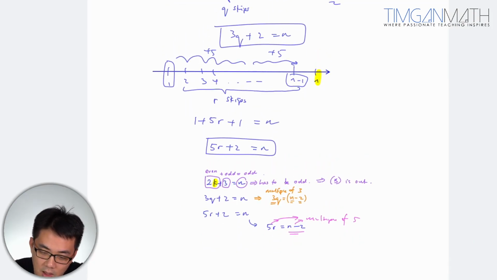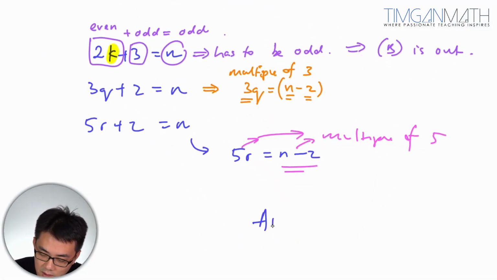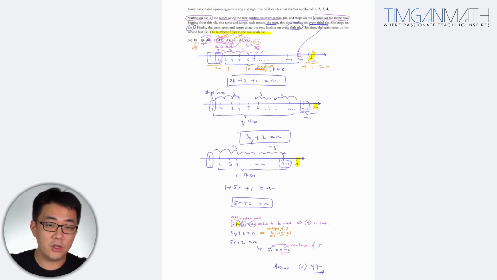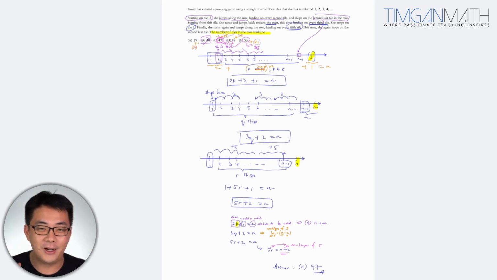So the answer is C, which is 47. This is how we do this question. I'm not sure whether this is the most efficient way, but this is how I will solve it. I will just break it down and try to understand what's going on.